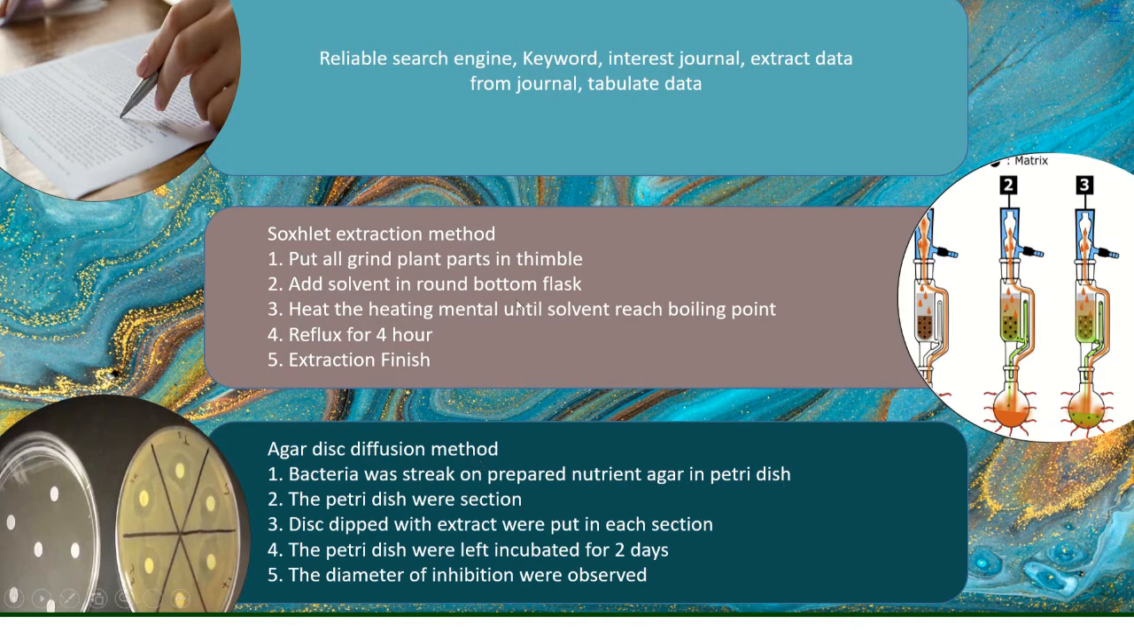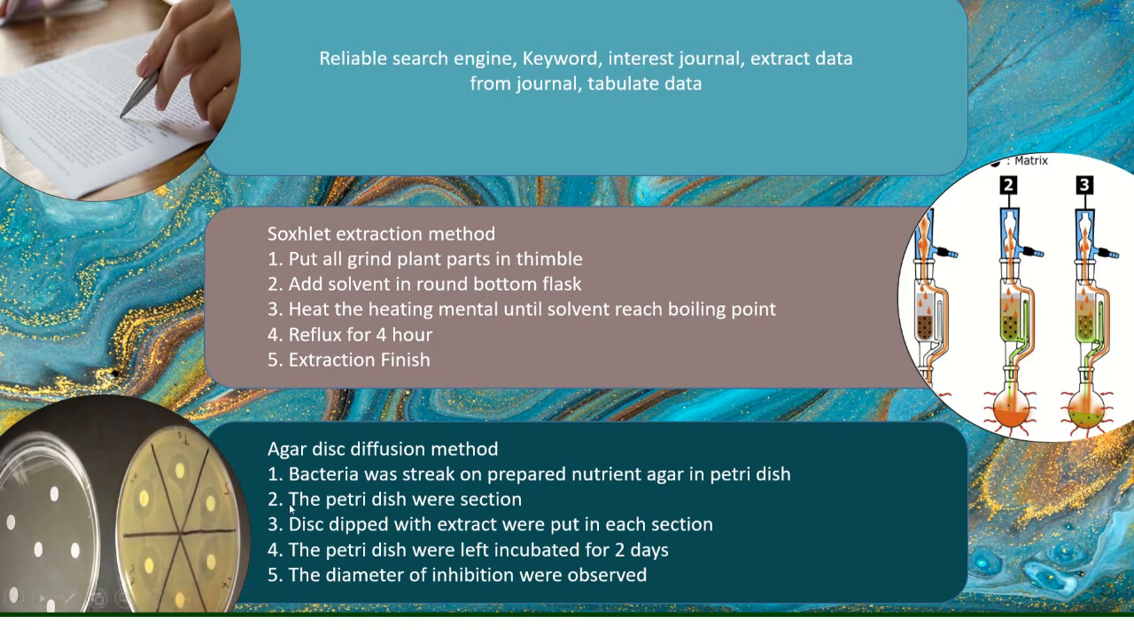And these are the two most used methods in all the reviewed papers. The first one is Soxhlet extraction method, where all the ground parts of the plant are put in the thimble, and the solvent is added in a round bottom flask. Heat the mantle until the solvent reaches boiling point, reflux for 4 hours, and the extraction is finished.